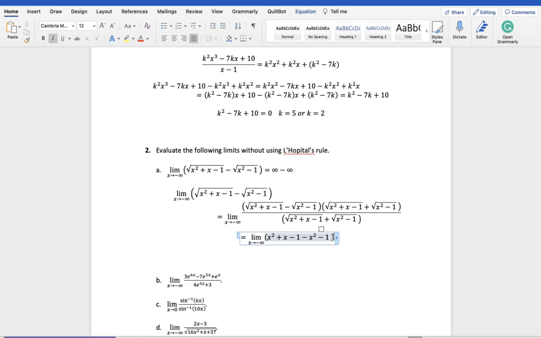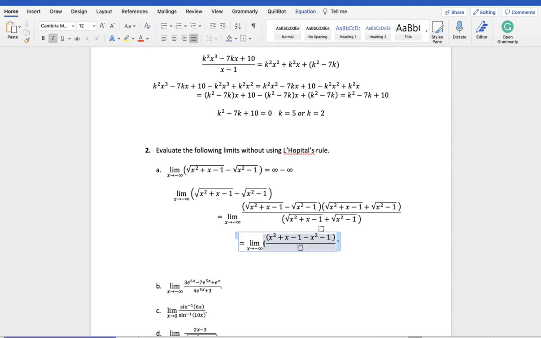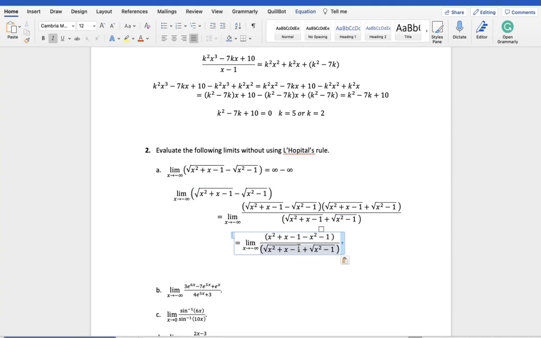But what happens in the denominator? So in the denominator, you have now the same thing. You still have the same thing, right? So in the denominator, you still have the same thing, but in the numerator, you can already see that we can simplify.